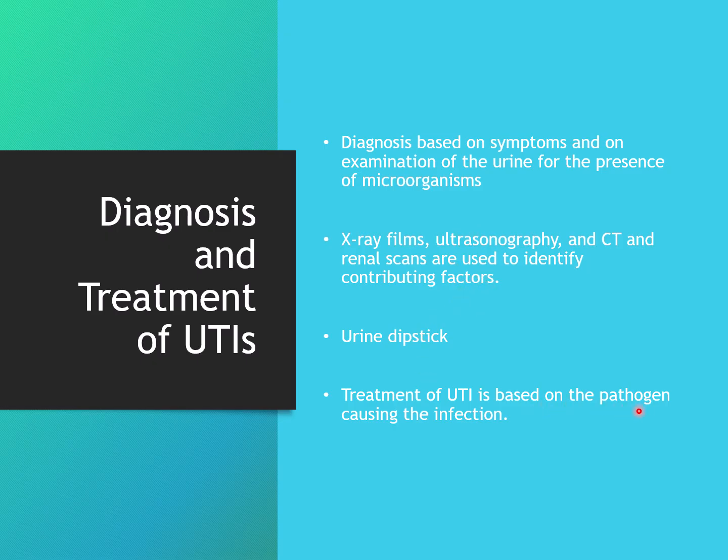Treatment of the UTI is usually based on the pathogen causing the infection. As I mentioned, there are a lot of different pathogens that cause the UTI. So we usually might do something like a culture and sensitivity, looking for the type of organism involved, and then looking for what type of antibiotics could be used to easily treat it.